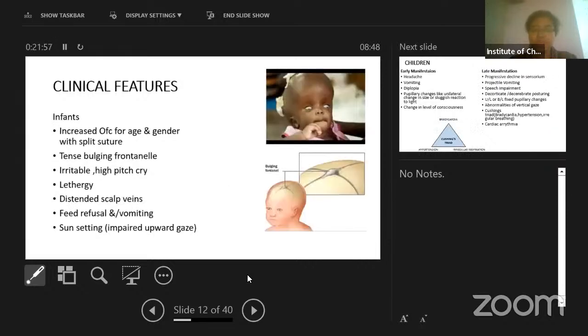Clinical features may be different in infants, young children, and older children. In infants: tense bulging fontanelle, irritable high-pitched cry, lethargy, distended scalp veins, feed refusal or vomiting, sunsetting, that means impaired upward gaze, and increased OFC, that means increase in head circumference associated with split sutures.